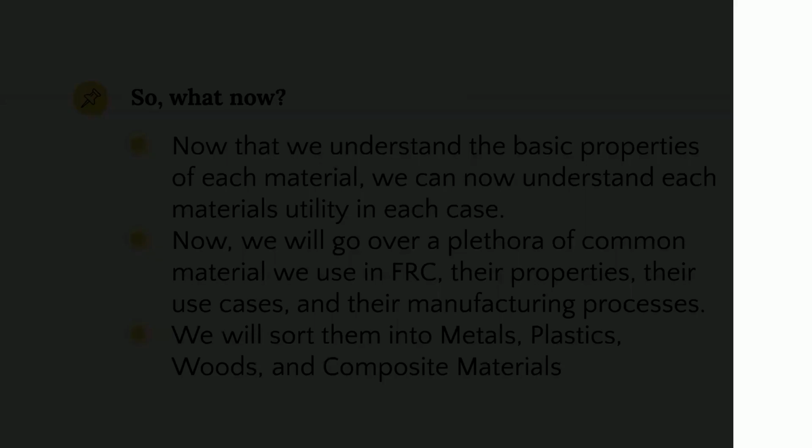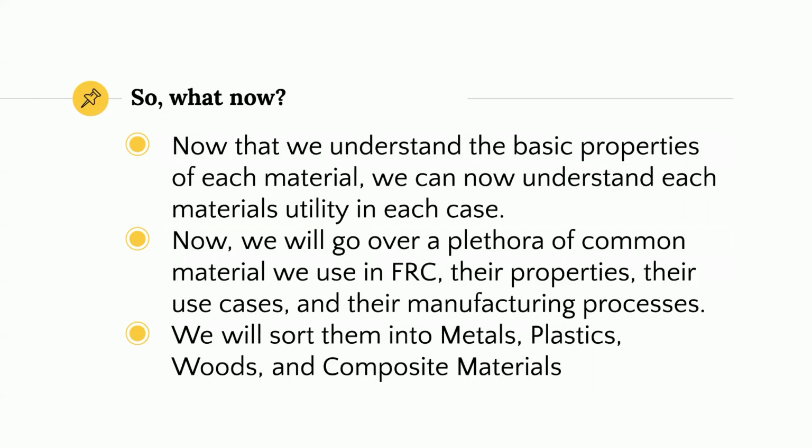Okay. So what now? Now that we understand the basic properties of each material, we can now understand each material's utility in each case. Now we will go over a plethora of common materials we use in FRC, their properties, their use cases, and their manufacturing processes. We will sort them into metals, plastics, woods, and composite materials.